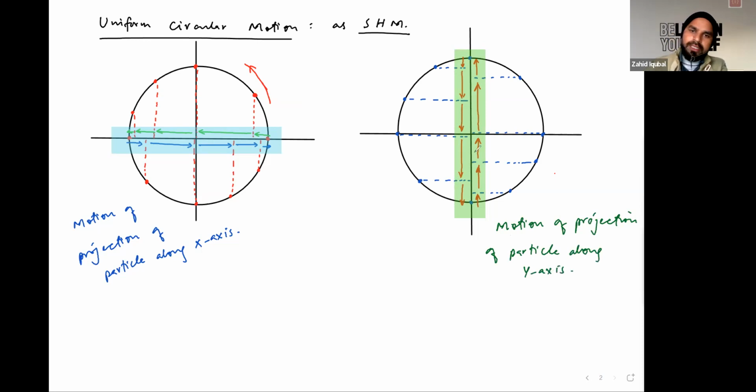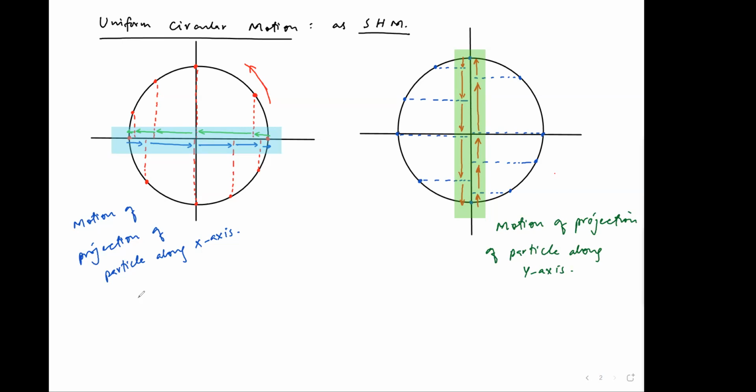So on concluding these two parts, we can say during uniform circular motion of a body along a circular path, the motion of projection along any diametrical axis, that is along x-axis or y-axis, will behave as simple harmonic motion. Hamza, is it clear? Yes, sir.